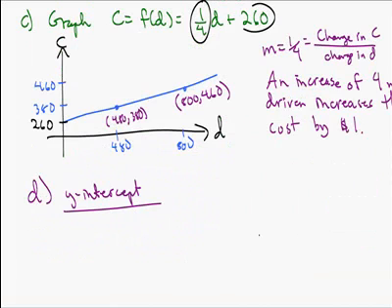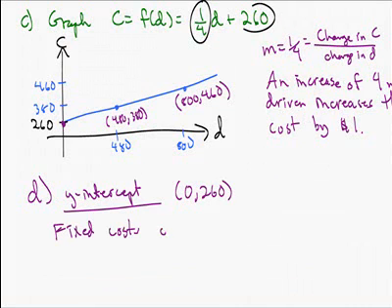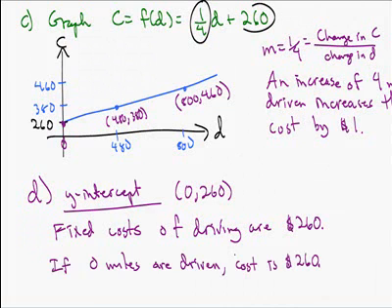In part D, we're asked what the y-intercept represents. Of course, that's this point (0, 260). Always write your intercepts as ordered pairs, (0, 260). Well, we could say it this way: the fixed costs of driving are $260. In other words, remember we're at 0 right here, even if you don't drive any miles, it's going to cost you $260. So if 0 miles are driven, the cost is $260. We would call that the fixed cost of operating this car.